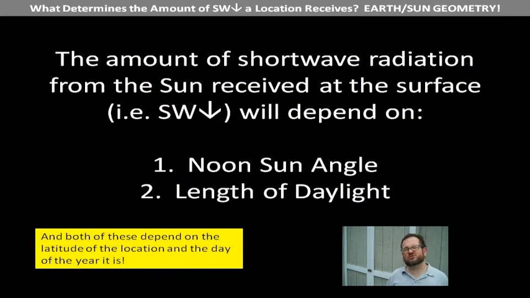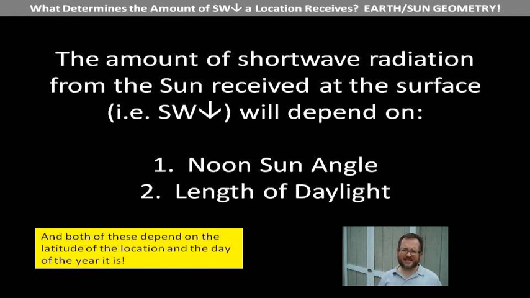The amount of shortwave radiation that we receive from the sun, that is shortwave down, is going to depend on both the noon sun angle, how high in the sky the sun is on a given day, and the length of daylight, how long the sun is up on a given day. And both of these are determined by the latitude and the day of the year that we're talking about here.